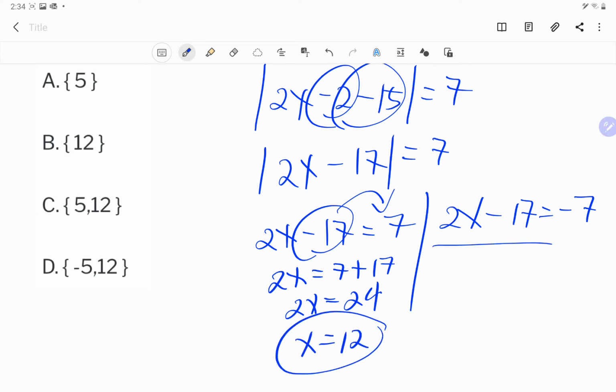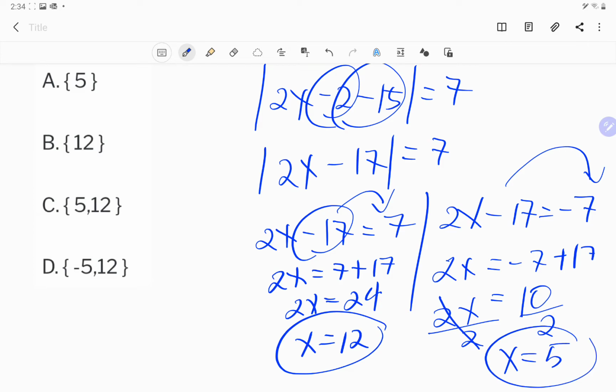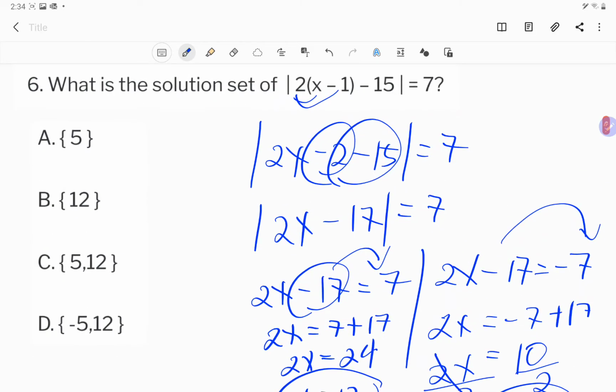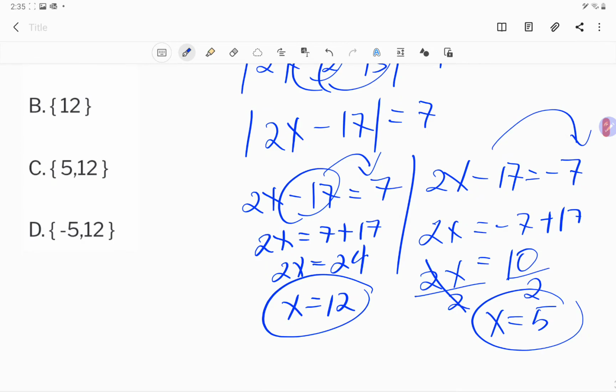Next, on the other side, we've got 2x minus 17 equal to negative 7. Put the negative 17 to the other side of the equation, and that becomes positive 17. We've got 2x equal to negative 7 plus 17. That becomes positive 10. Divide both sides by 2, x is equal to 5. So the solution set of the given absolute value equation is positive 5 and positive 12, which is letter C.